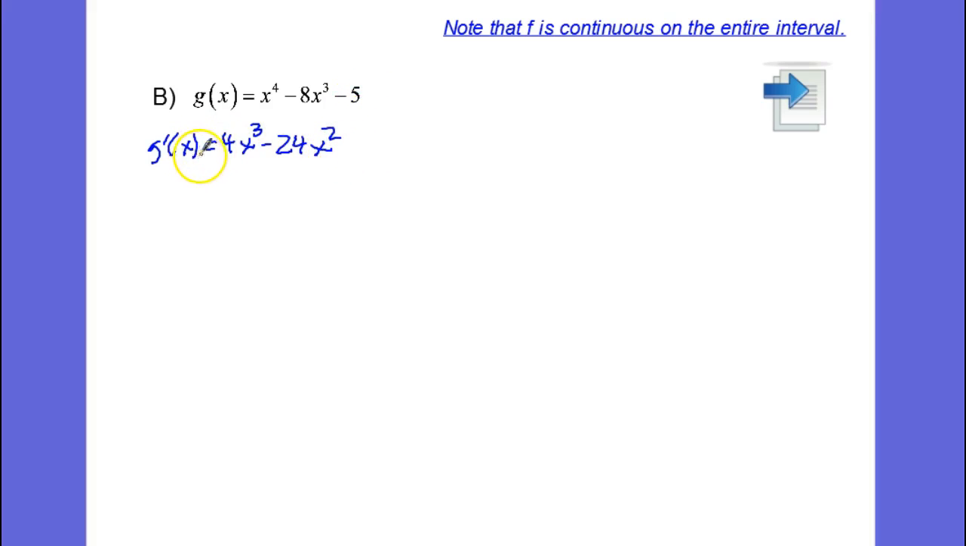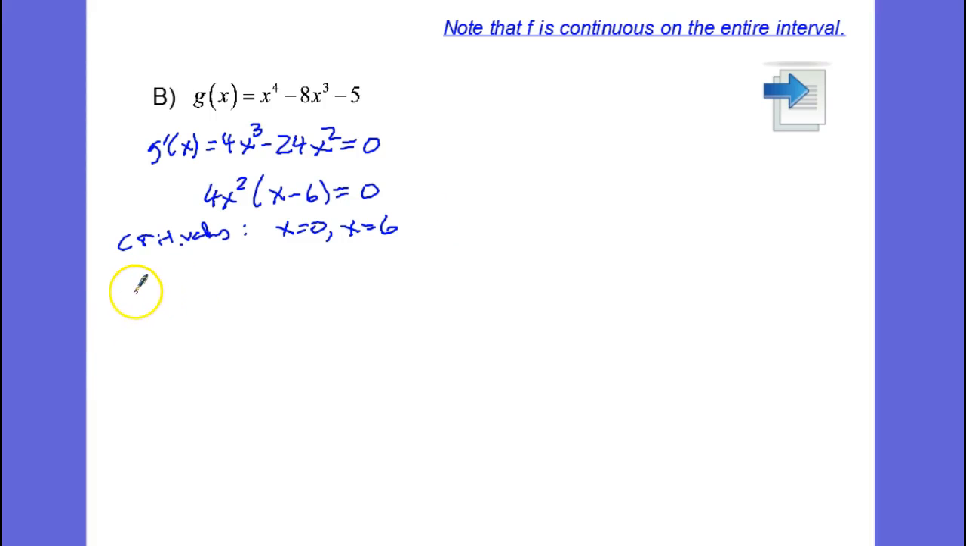Now to find the critical values, we set the first derivative equal to 0, and we can factor out a 4x squared. That's going to leave an x minus 6 in parentheses. Now setting each of these equal to 0, we get our critical values: x equals 0 and x equals 6.